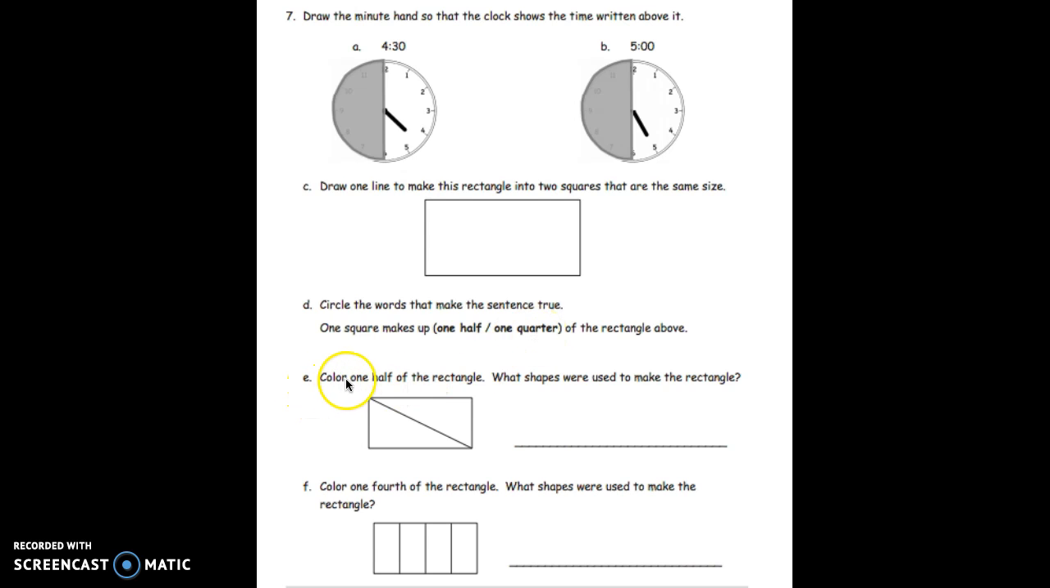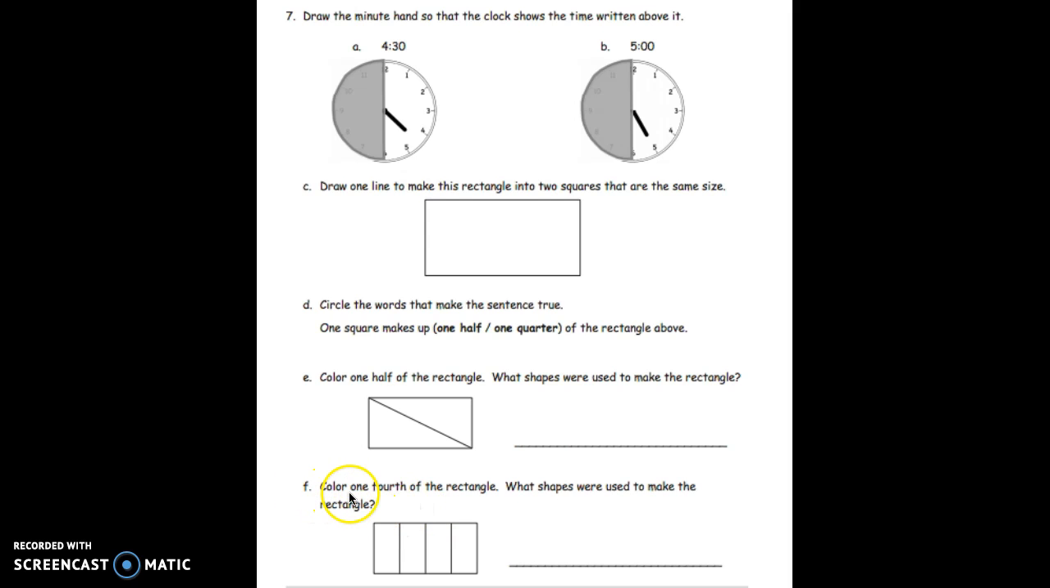Letter E, color 1/2 of the rectangle. What shapes were used to make the rectangle? So step 1, you're going to color 1/2 of this rectangle. Color 1/2 of the rectangle. Then over here on the line, what shape or shapes were used to make this rectangle? So looking at this rectangle, write the name of the shapes that you see that were used to make that rectangle.